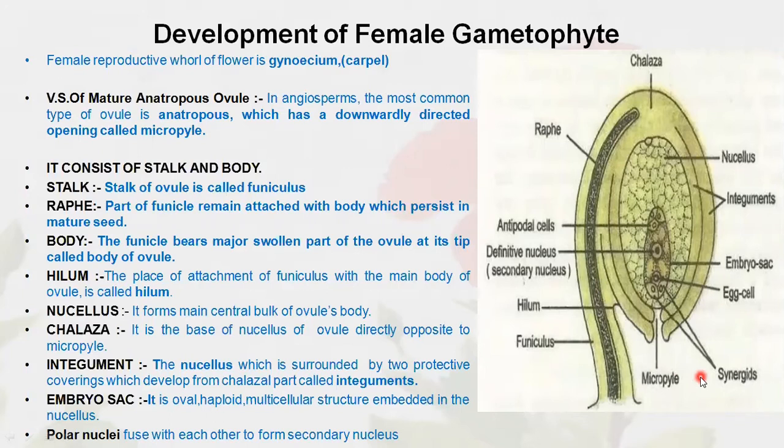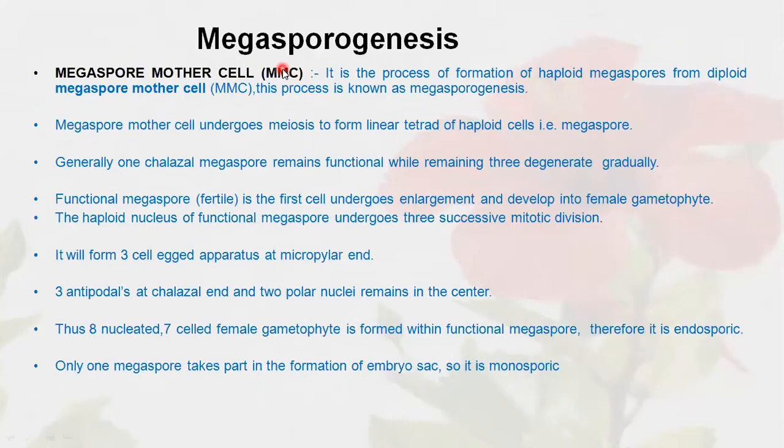Now, we will see the megasporogenesis process, like the microsporogenesis process in the male gametophyte for the formation of the male gamete. So here we will discuss the megasporogenesis process from the megaspore mother cell. See, megasporogenesis is the process of formation of haploid megaspores from the diploid megaspore mother cell. This process is known as megasporogenesis. Means the megaspore mother cell undergoes meiosis to form a linear tetrad of haploid cells.